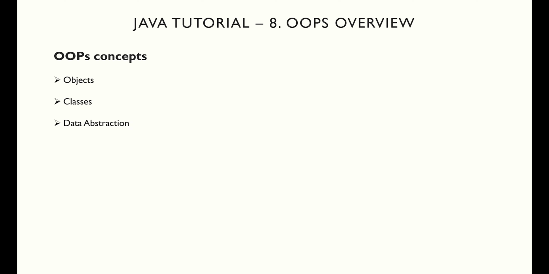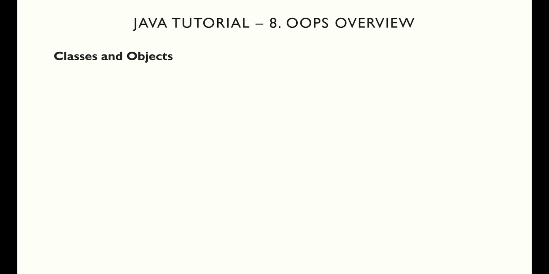Objects, classes, data abstraction, encapsulation, polymorphism, and inheritance. In this, if someone asks what are the four major OOPS concepts in Java, your answer would be abstraction, encapsulation, polymorphism, and inheritance. Classes and objects.